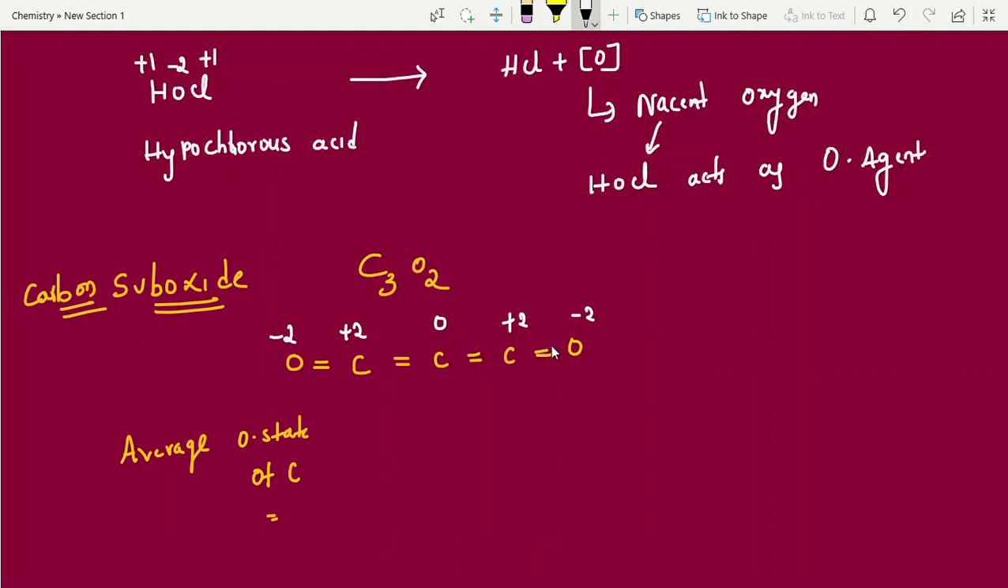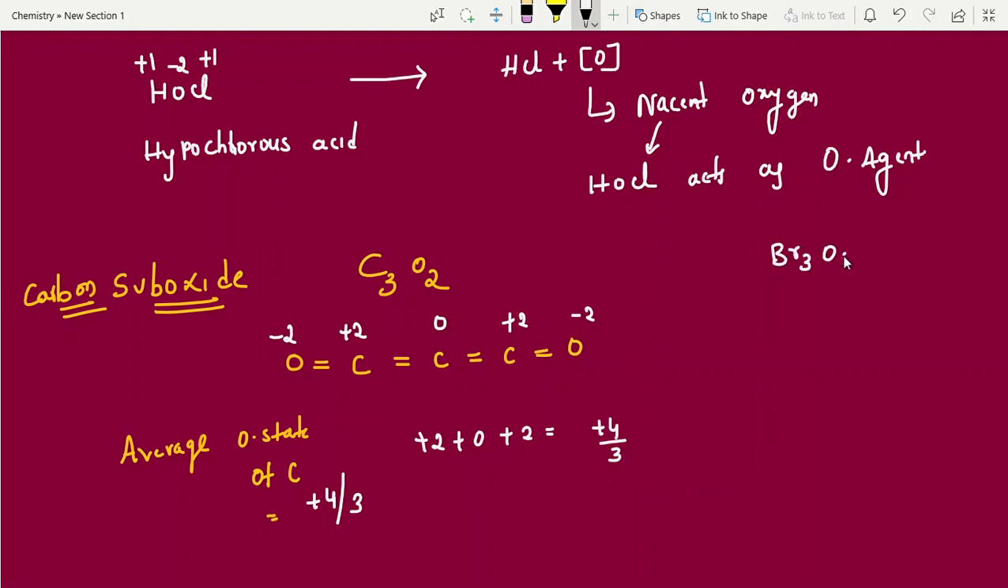Here it combines with a different element. Combined with other elements we are showing, but here it's zero. So the average oxidation state is nothing but plus 4 by 3. Right? 3 carbons: plus 2, 0, plus 2. They'll get plus 4 by 3. 4 on 3. Clear, students? That's it. Next, another example.